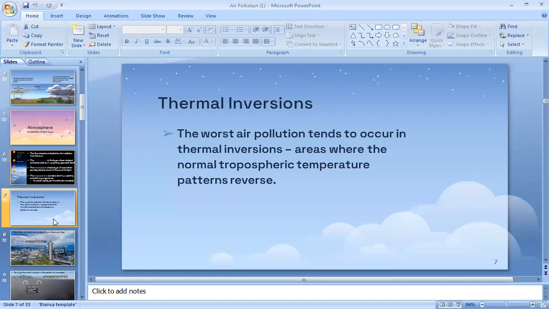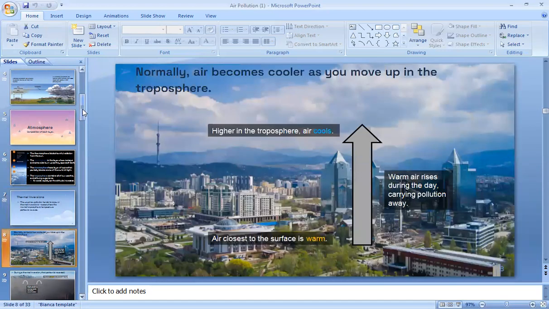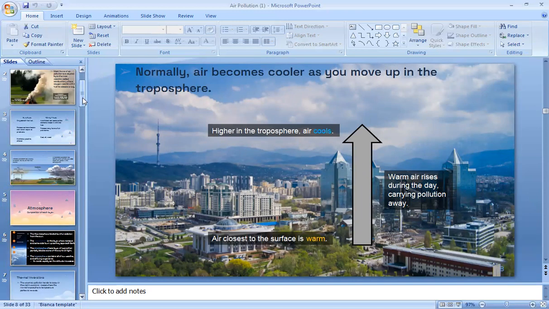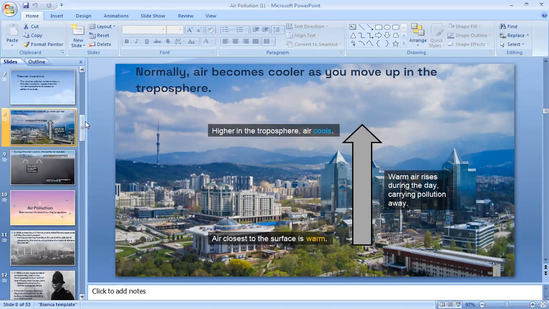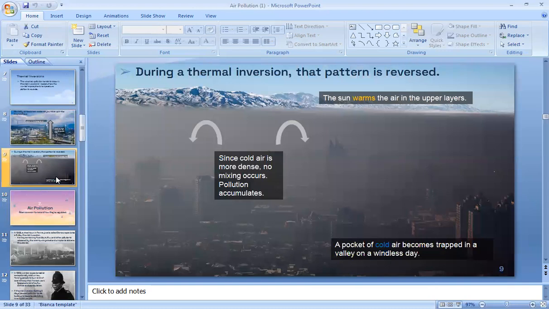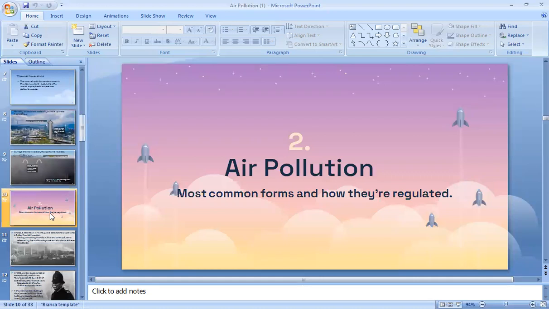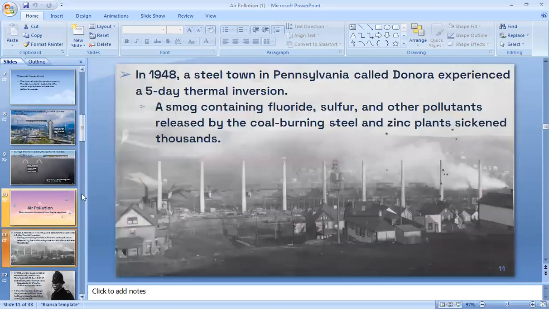Okay. Thermal inversions are where air pollution tends to occur. Thermal inversions are areas where the normal troposphere temperature pattern reverses. Normally, air becomes cooler as we move up in the troposphere, as you see in the picture given below. During a thermal inversion, the pattern is reversed. And what is air pollution? Most common forms and how they're regulated.